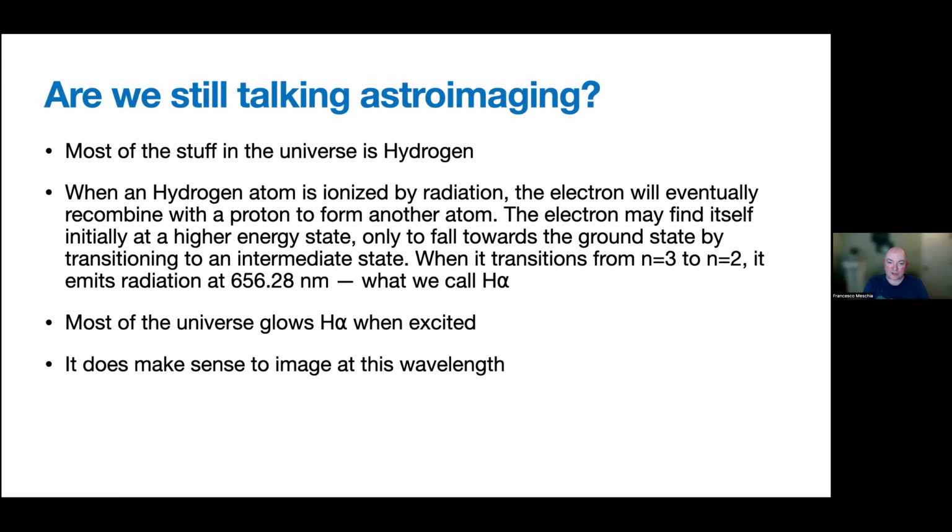It's one of the lines from what's called the Balmer series, which are all transitions from a higher energy state into the state with the principal quantum number 2. The beauty of this is that most of the universe glows in H alpha when excited by ionizing radiation. So when you have a very hot star, lots of ultraviolet radiation, and around it there's a cloud of gas, chances are it will glow in H alpha. So it makes a lot of sense to image at this wavelength, because we know that we're going to see stuff.